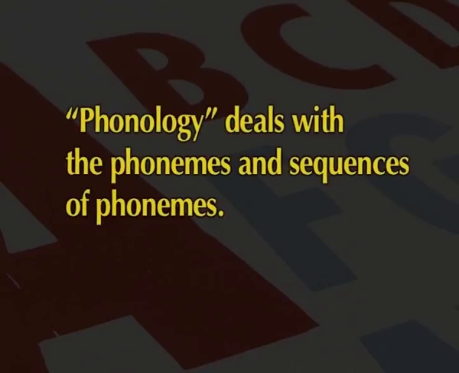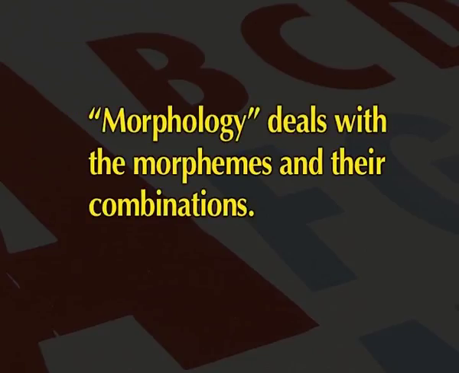It is conventionally divided into two parts: phonology, which deals with the phonemes or sequences of phonemes, and morphology, which deals with the morphemes and their combinations. The morpheme differs fundamentally from the phoneme in that it has no relationship with the content. Phonemes have no meanings, morphemes have meanings. Phoneme is a unit of phonology, morpheme is a unit of grammar.